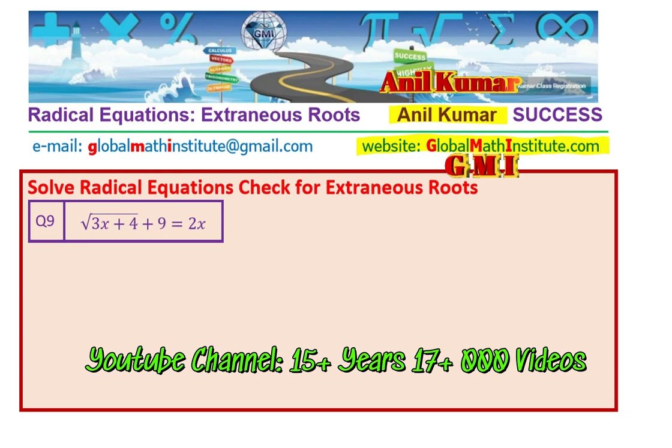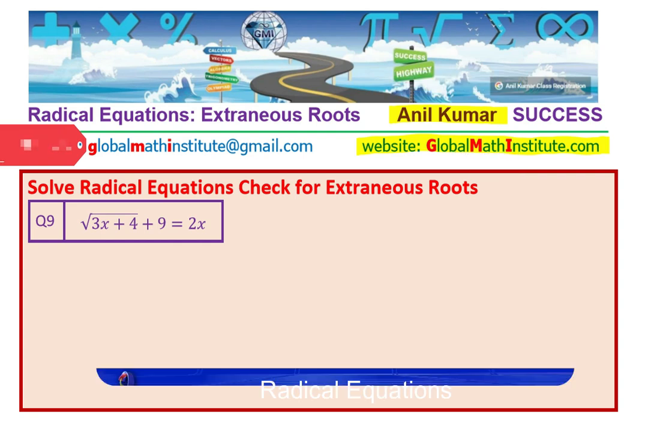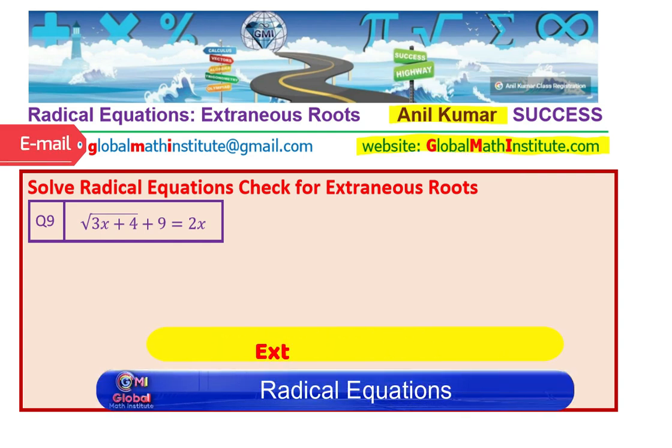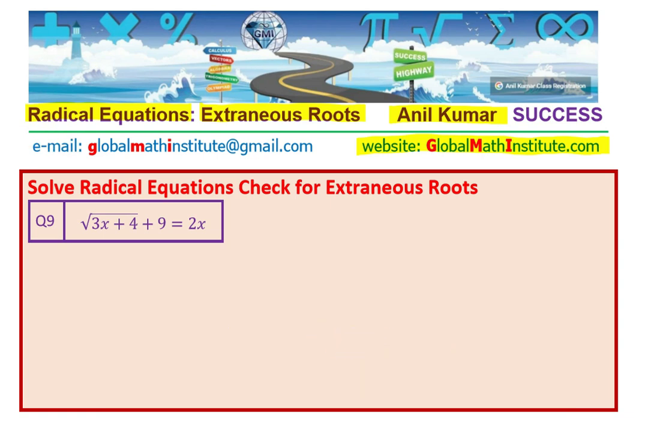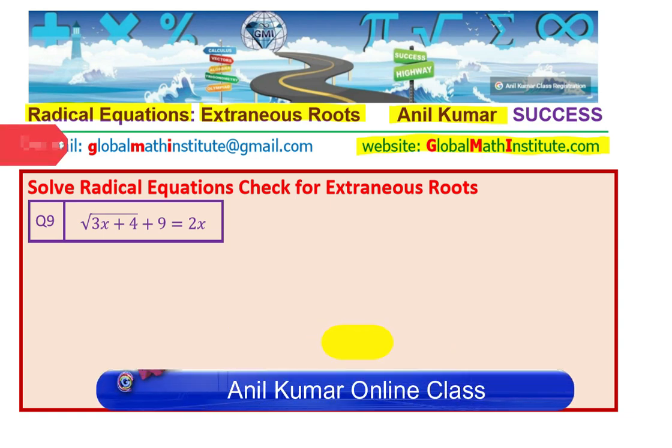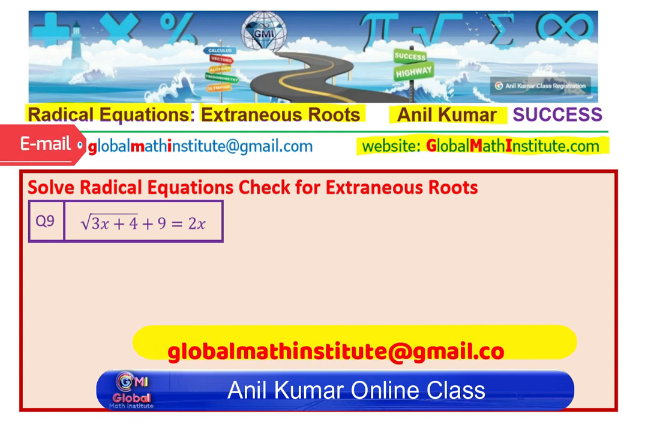In this video, we'll solve a very difficult question which is based on radical equations. Now, it might have extraneous roots, and therefore, once we find the solution, we need to check for extraneous roots. The question is, square root of 3x plus 4 plus 9 equals 2x.